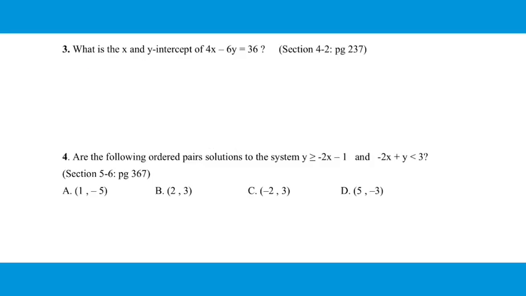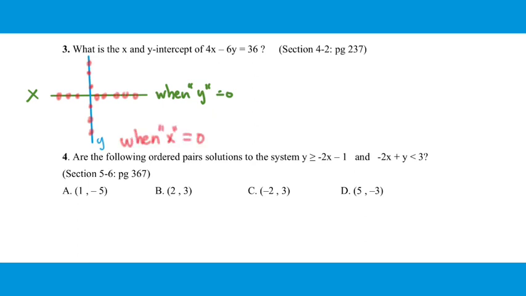Number 3, when I look at the x and y intercepts of this equation, I have to remember that x-intercepts are the horizontal, and if I want to find the x-intercept, I need to know that the y value would be 0. If I want to solve for the y-intercept, I would know that the x value would have to be 0, because it's just basic coordinates on the plane, right?